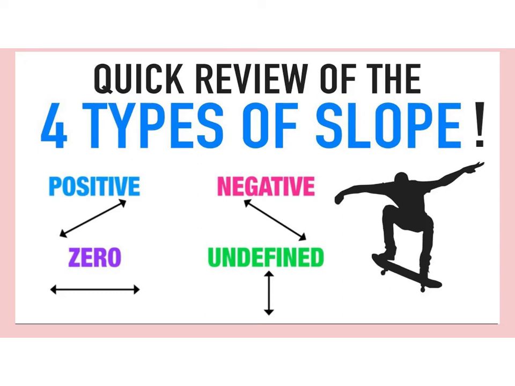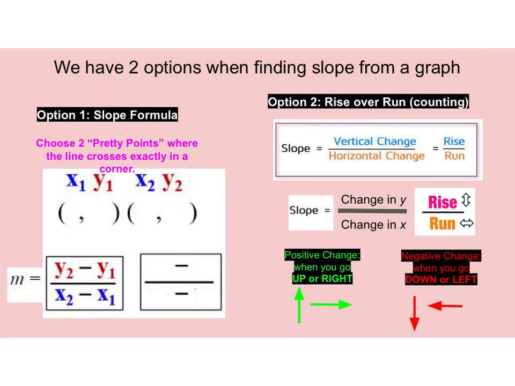This slide reviews the different types of slope. We have our positive slope, negative slope, zero slope, and undefined. The graphs we're going to be using today are going to be positive or negative slope. As we're finding slope from a graph, we have two options. We can use the slope formula, or we can count using rise over run, both of which will be explained.